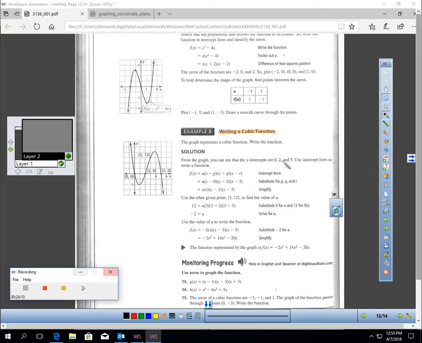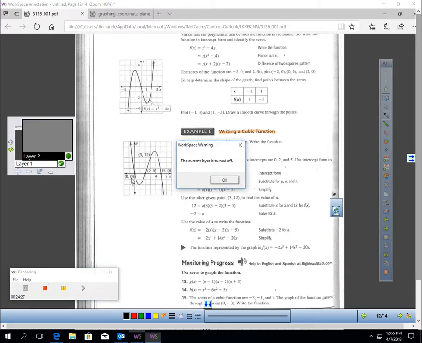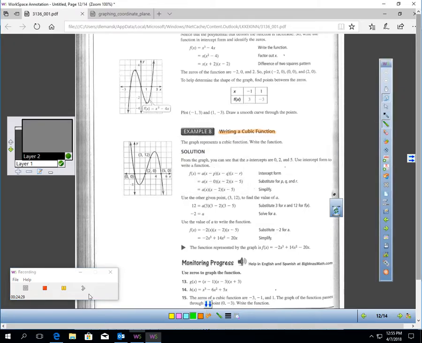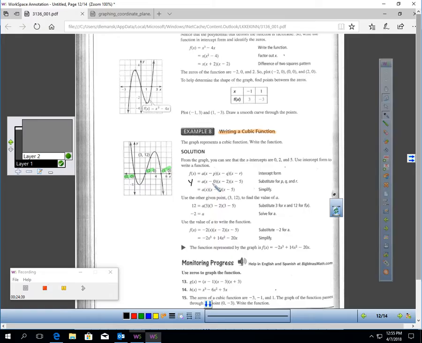We can write a cubic function using the same techniques we did about 5 minutes ago in my video for quadratics. This graph represents a cubic function. Write the function. So look at the intercepts. Let me highlight them here. 0, 2, and 5 are my intercepts. Look what they do. They write y equals, you see how they put 0, 2 and 5. Now remember, these are backwards from what you see here. That's why they have the negatives. Okay? Next thing.